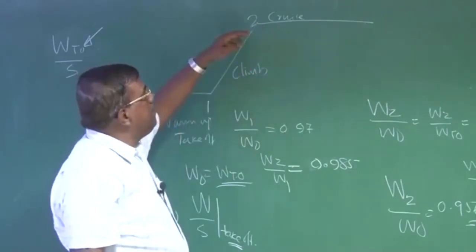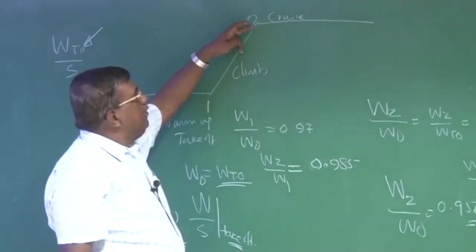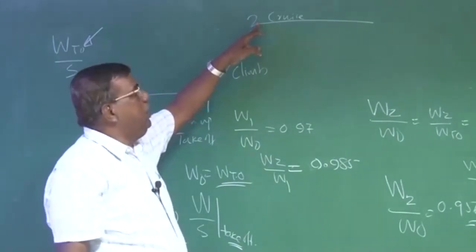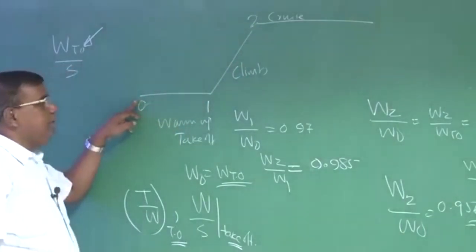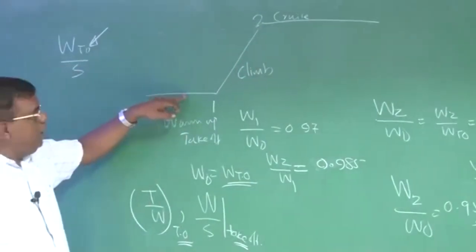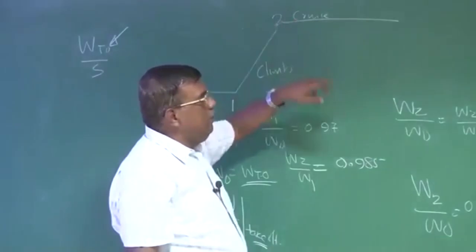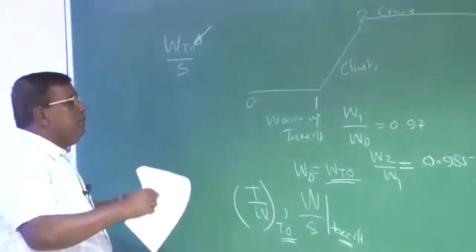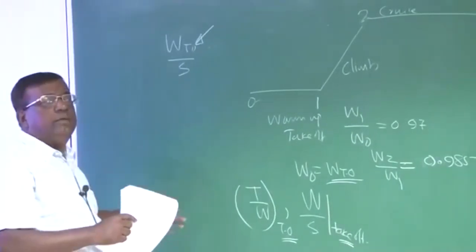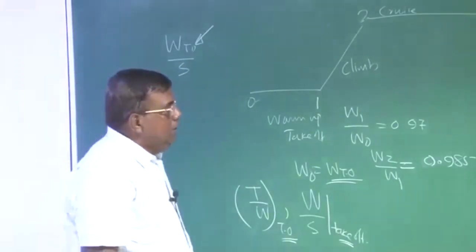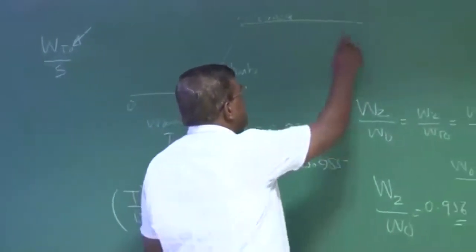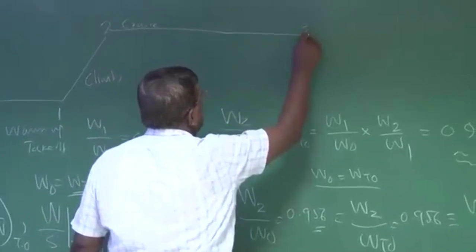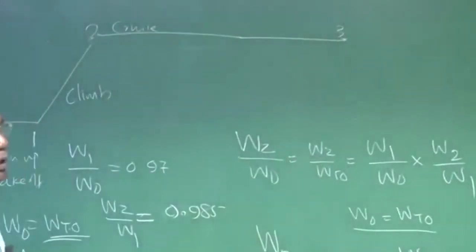Or I say, if I really want W to be that much from any requirement, I should ensure that W takeoff is sufficient enough so that after going through this operation, W cruise is what you are aiming for, right? That is why all the data you should convert into the takeoff conditions. You will also see that when you are cruising from here to here, let's say number three, again the fuel consumption will be there.